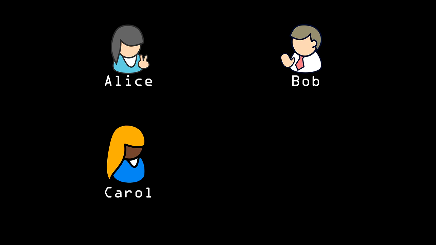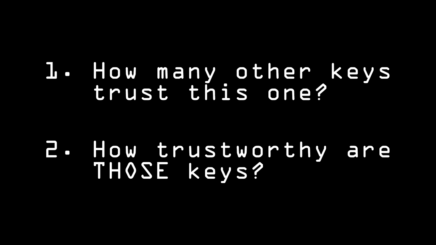A key can be trusted by answering 2 questions. 1. How many other keys trust this one? And 2. How trustworthy are those keys? If Carol is sloppy about which keys she trusts, Alice and Bob might not trust keys signed by her that much.